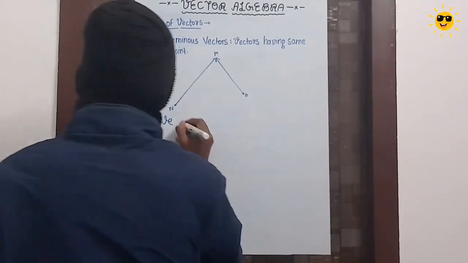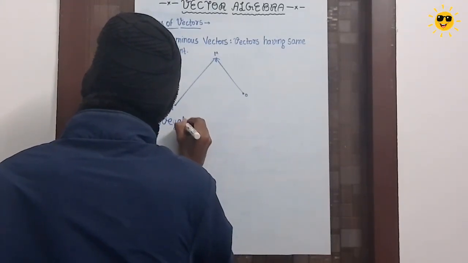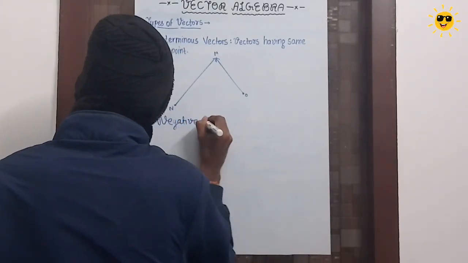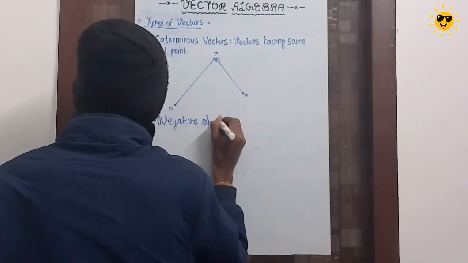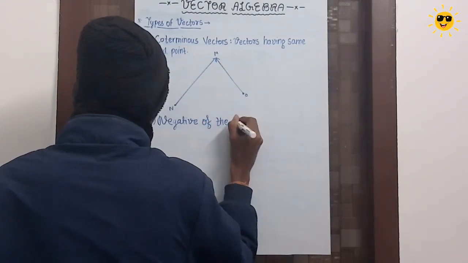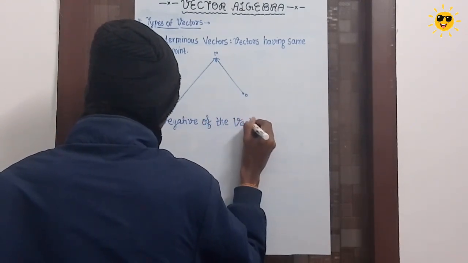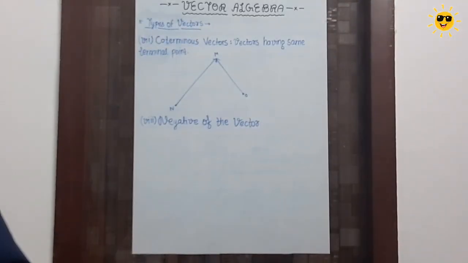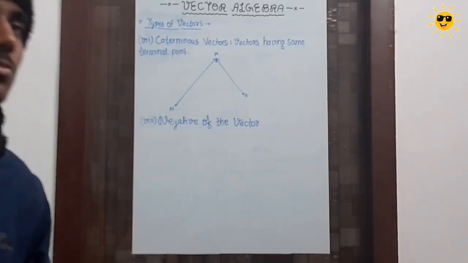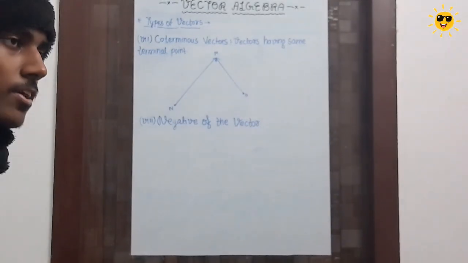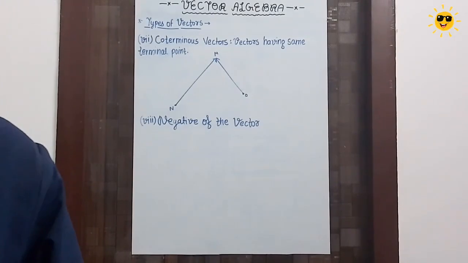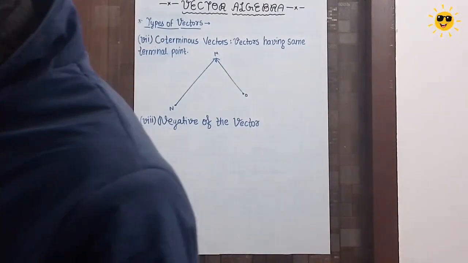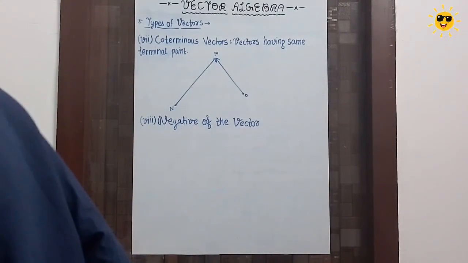Our next is the negative of the vector. What is the negative of a vector? Negative means total opposite. A vector is said to be negative if its magnitude is the same as the given vector but the direction is totally opposite to the given vector. It will be very hectic to write.